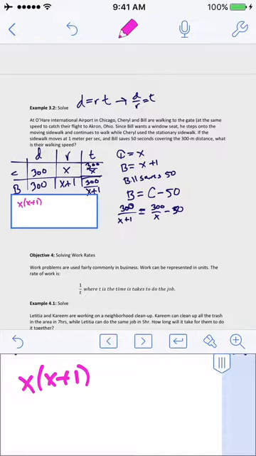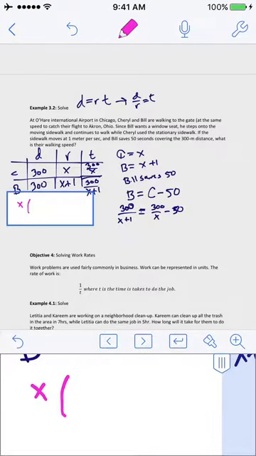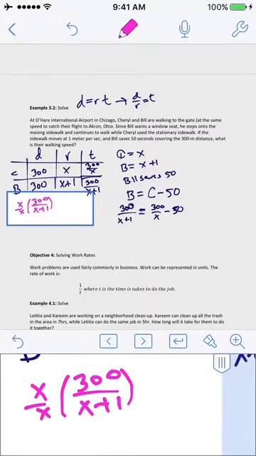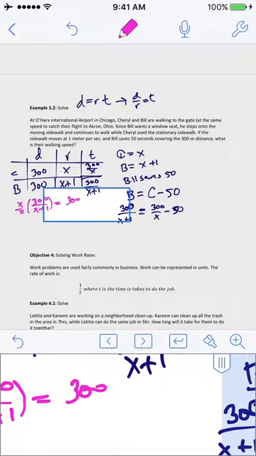Times that to both sides. So what's missing from the left-hand side? The x part. So x times 300 over x plus 1. Oh, x over x, sorry. Hold the phone. Oh, no, that's right. That's fine. Okay, and then we have the 300 over x.